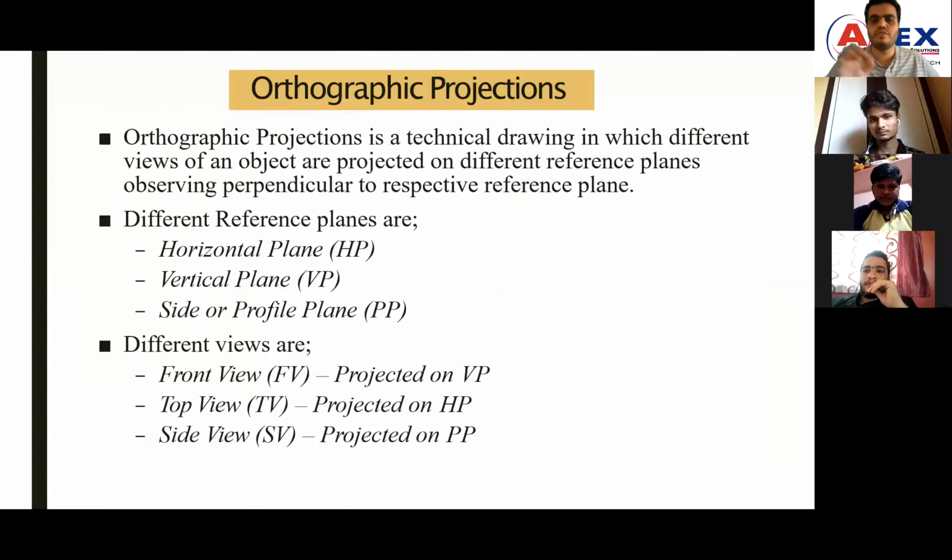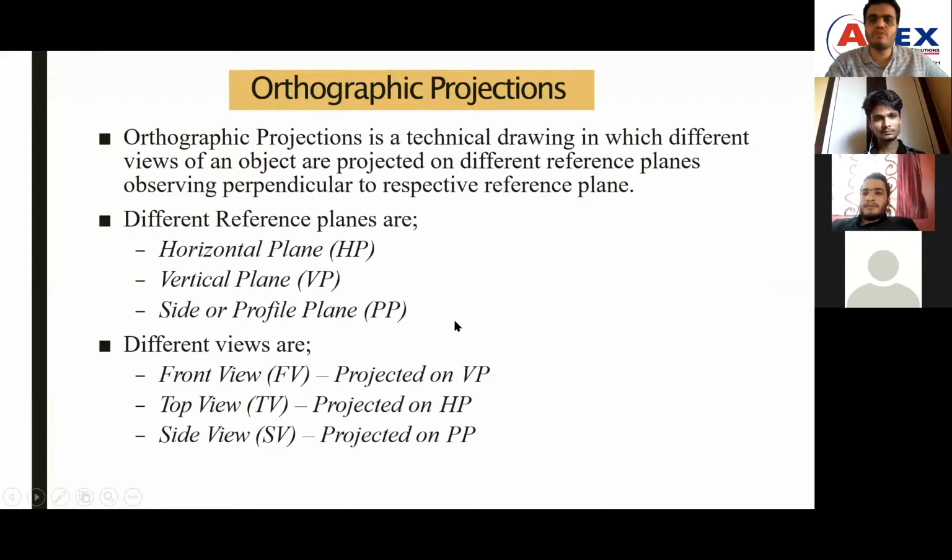Okay, 2D views. So orthographic projection is a technical drawing in which different views of an object are projected on reference planes by observing perpendicular to the respective reference plane. In a simple way, technical drawing is nothing but engineering drawing in which views of an object are projected on a reference plane. We have three reference planes: horizontal plane, vertical plane, and side or profile plane.